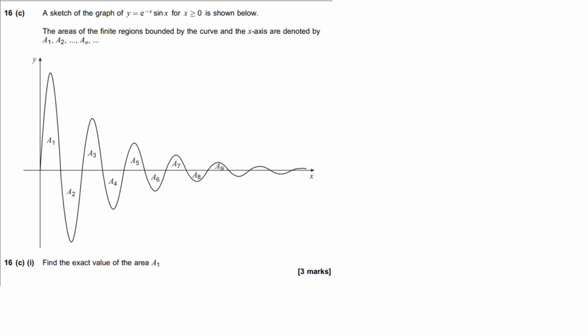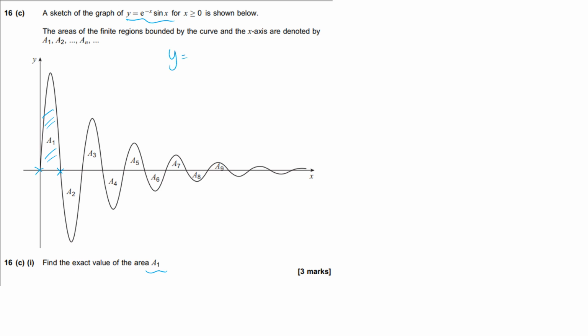On to part C, and we're going to be using the bits and pieces that we found in part A, because here we've got the graph y equals e to the minus x sine x. We can see it goes up and down here. We're trying to find the exact value of this area, so we need to locate the limits because we're going between those 2 points here.